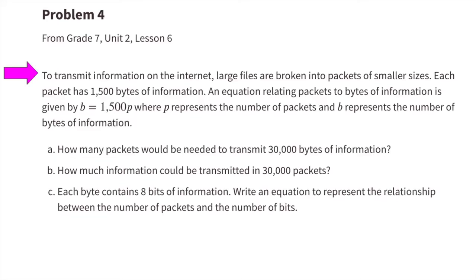Number 4. To transmit information on the internet, large files are broken into packets of smaller sizes. Each packet has 1,500 bytes of information. An equation relating packets to bytes of information is given by B equals 1,500 times P, where P represents the number of packets and B represents the number of bytes of information.